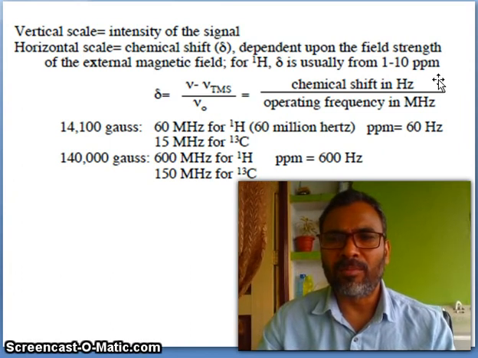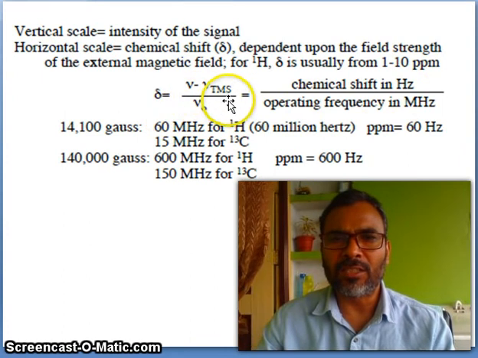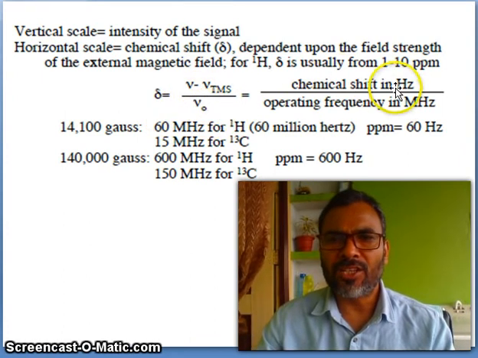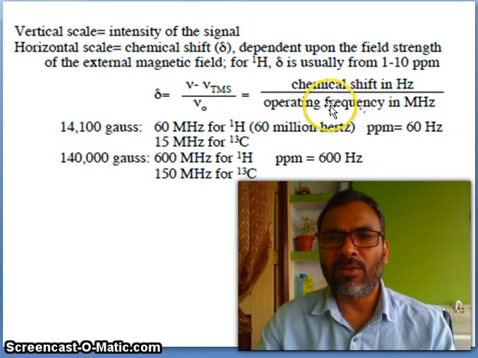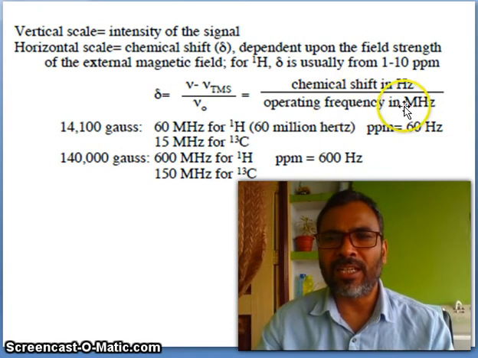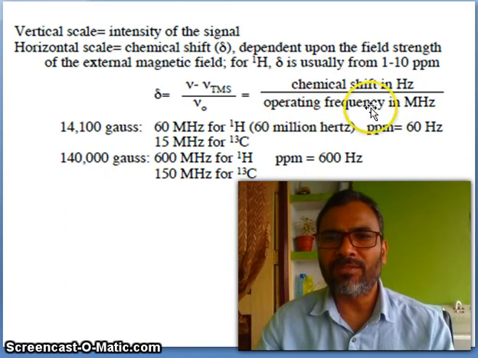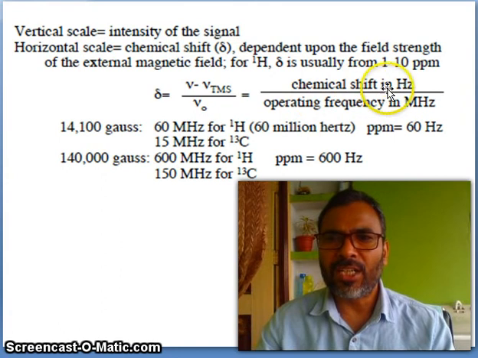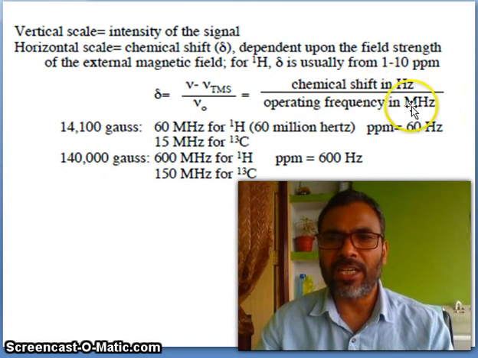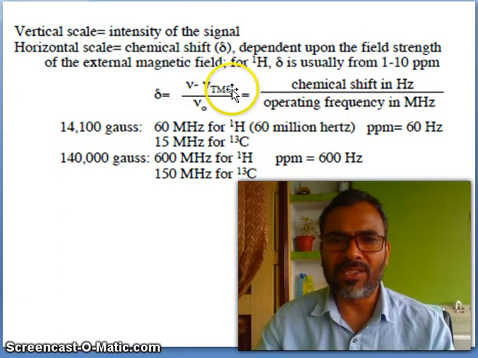usually, because I am not talking about metal hydrides. So delta is equal to nu minus nu TMS over nu naught: chemical shift in hertz and operating frequency in megahertz. Whenever you go to an NMR machine, you will find 400 megahertz written there. So what is the operating frequency in megahertz and what is the chemical shift? Chemical shift in hertz, operating frequency in megahertz, and this is your standard tetramethylsilane.